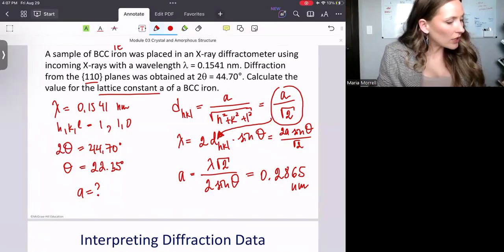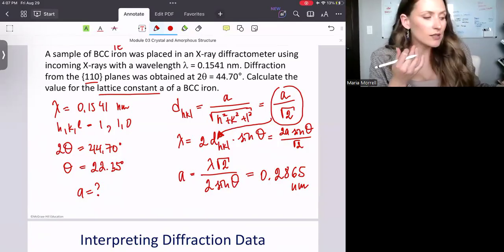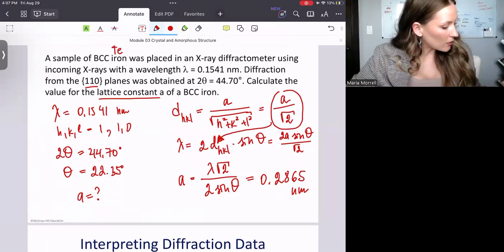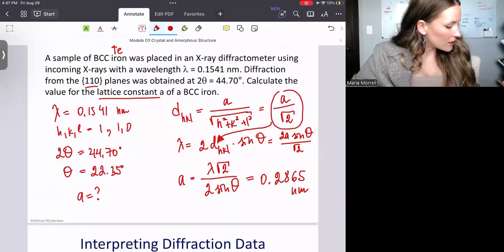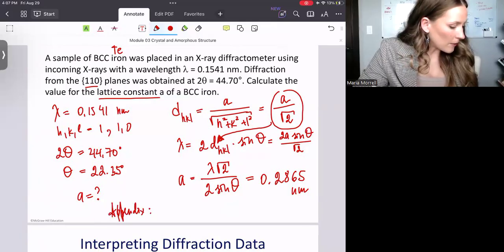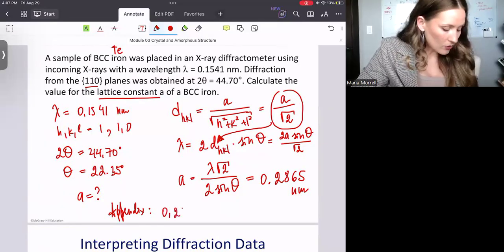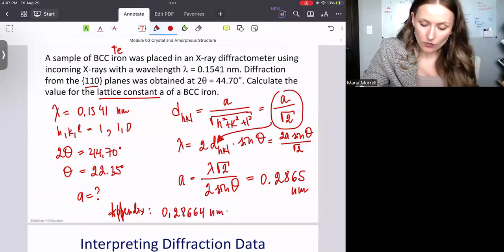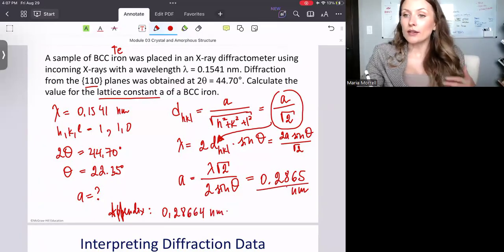So in my edition, it's going to be appendix number 2 that says some properties of selected elements. Now I'm going to find iron. And if you look at it, BCC here, from the appendix, the lattice constant A for BCC is 0.28664 nanometers, right? So we are pretty close to that value.